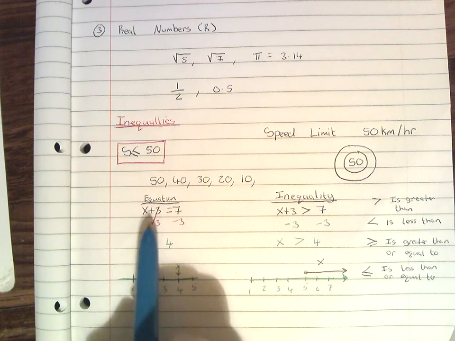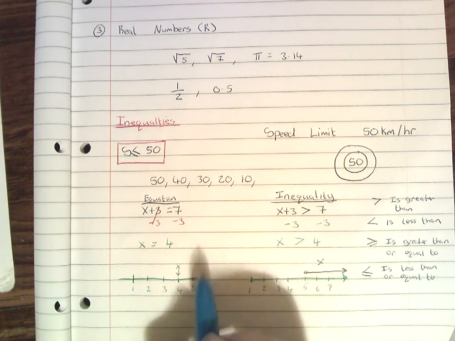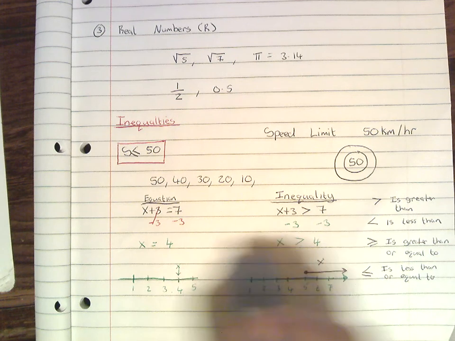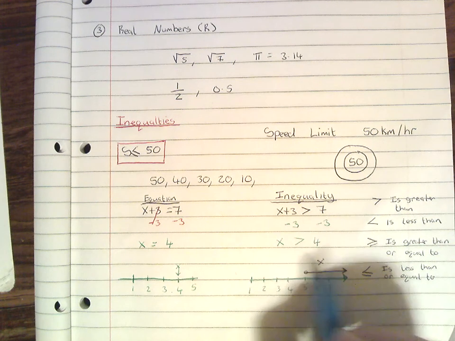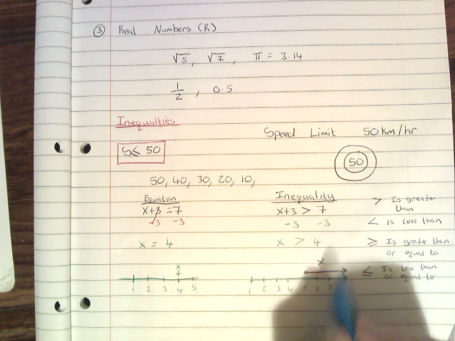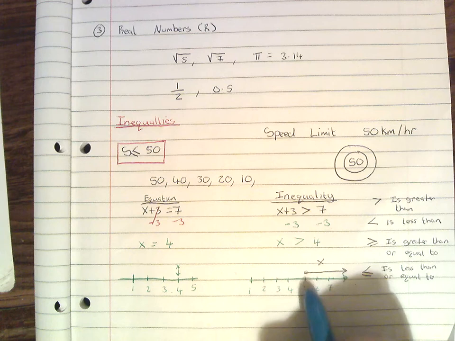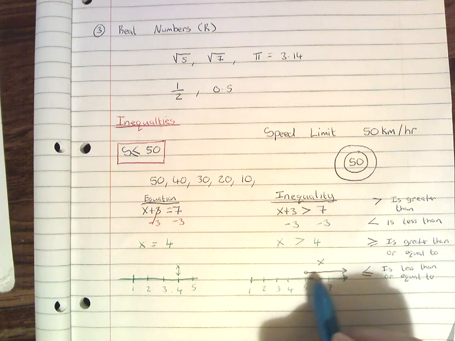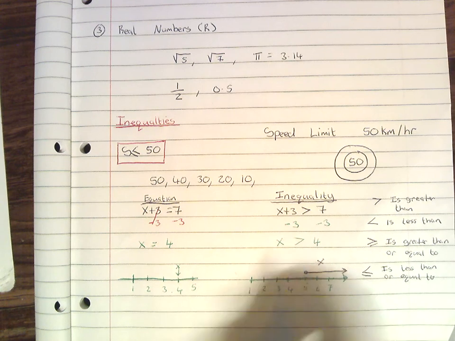If we look at these two, with an equation the value for x has just one value. In this case x is equal to 4, so we can solve for x. With an inequality, the value for x is going to have a range of values. For this one, x is greater than 4, so x can be all of the numbers greater than 4, or above 4.